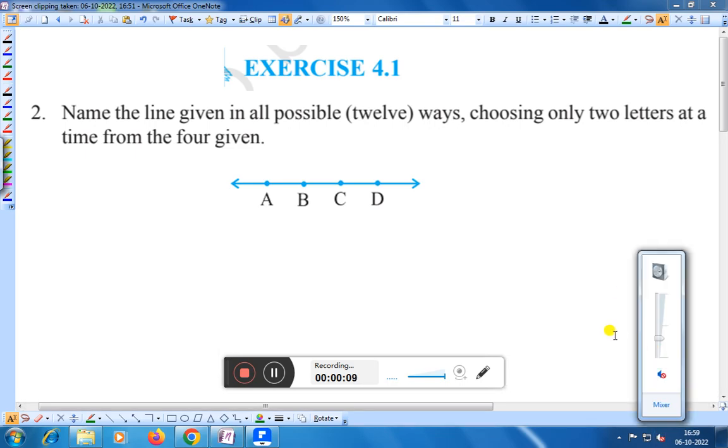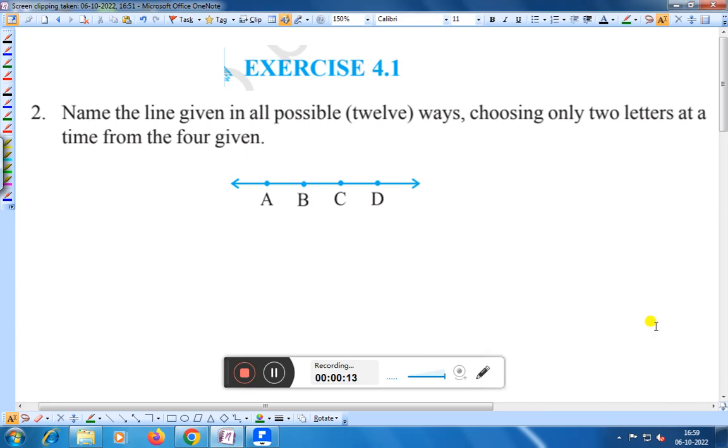Question number 2. The question is, name the line given in all possible 12 ways, choosing only 2 letters at a time from the 4 given. Right? Here you see, this is the line. You have to name the line.